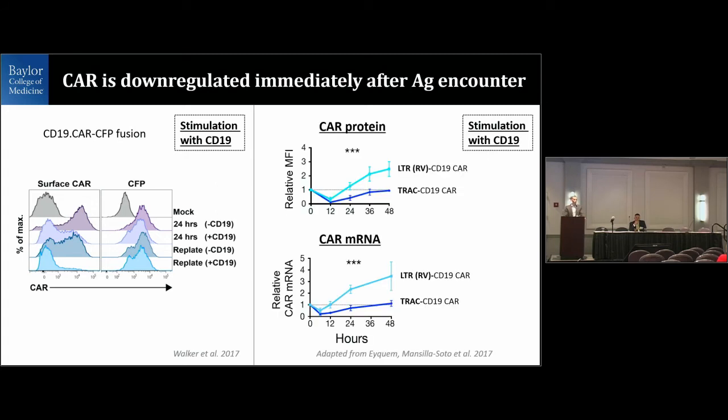And a report that came out the same year from Michel Sutherland's group showed that it doesn't only happen on the protein level, but also at the mRNA level. The CARs are downregulated quite rapidly immediately after encountering the antigen, and then their expression is gradually restored. And the magnitude and the kinetics of this re-expression really depend on the choice of the promoter that is driving the CAR expression.